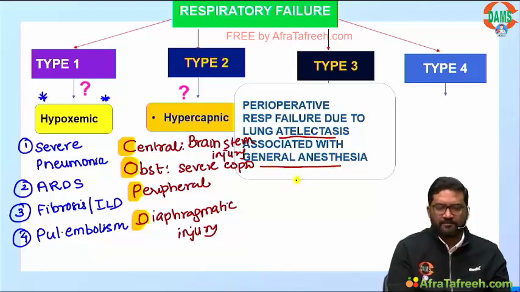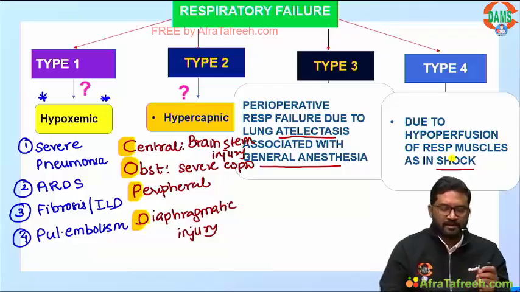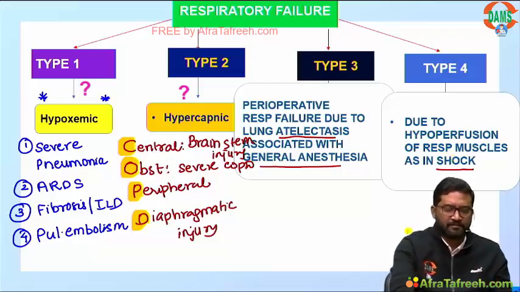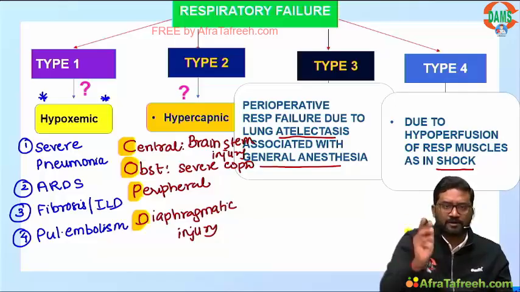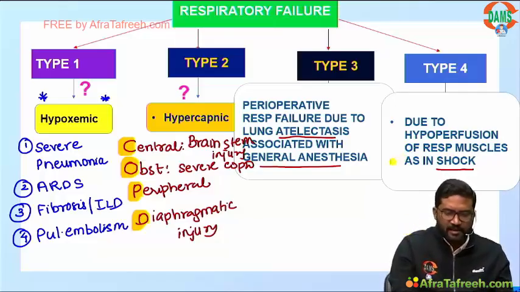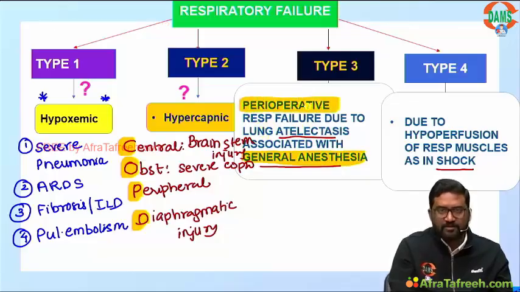Now coming to type 3, this is perioperative respiratory failure due to lung atelectasis associated with general anesthesia. Whereas type 4, hypoperfusion of respiratory muscles in shock. So even your respiratory muscles require some blood supply. In shock, blood is not reaching your respiratory muscle, so they will not work properly. And the learning point here is, if it is general anesthesia related, post-operative, within the operation theater or after the operation, it is type 3.